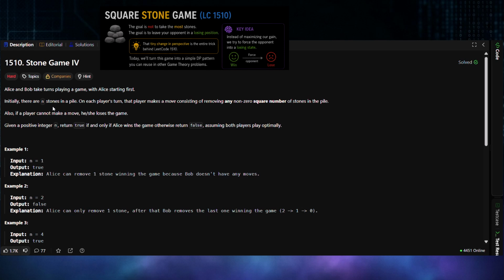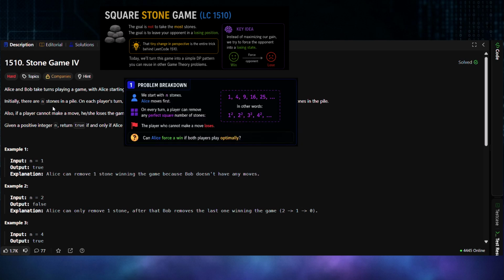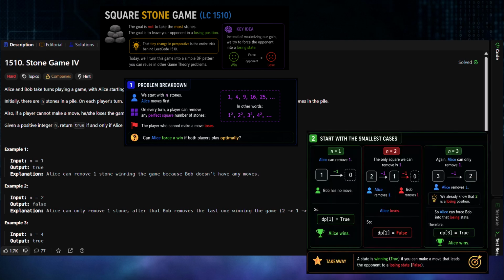Today, we'll turn this game into a simple dynamic programming pattern you can reuse in other game theory problems. Problem breakdown. We start with n stones. Alice moves first. On every turn, a player can remove 1, 4, 9, 16, 25 stones. In other words, 1², 2², 3², 4², and so on. The player who cannot make a move loses. So the question is, can Alice force a win if both players play optimally?